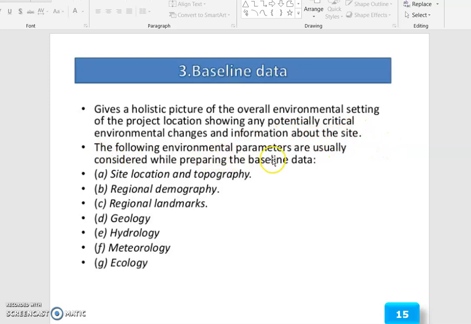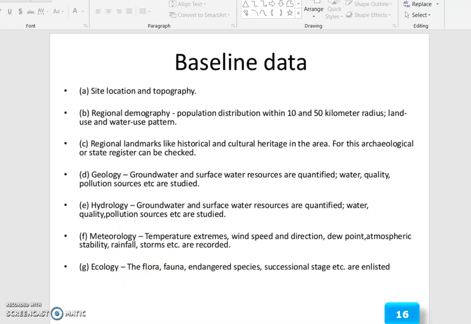The following environmental parameters are usually considered while preparing the baseline data: site location and topography, regional demography, regional landmarks, geology, hydrology, meteorology, and finally ecology. Then baseline data covers site location and topography, regional demography, population distribution within a 10 and 15-kilometer radius, land use and water use pattern, and regional landmarks like historical and cultural heritage in the area.